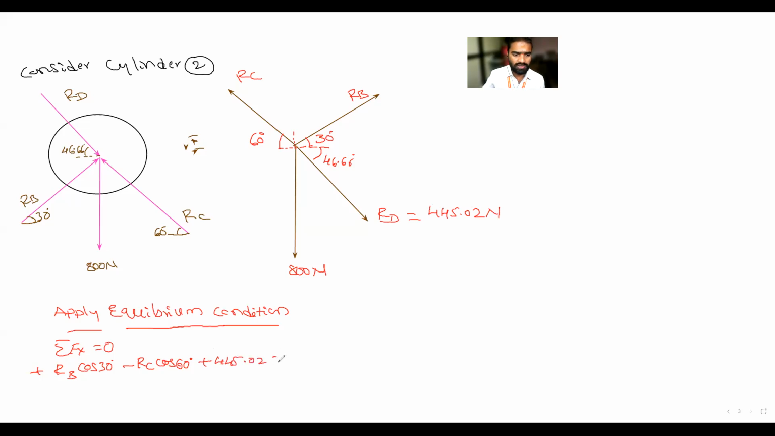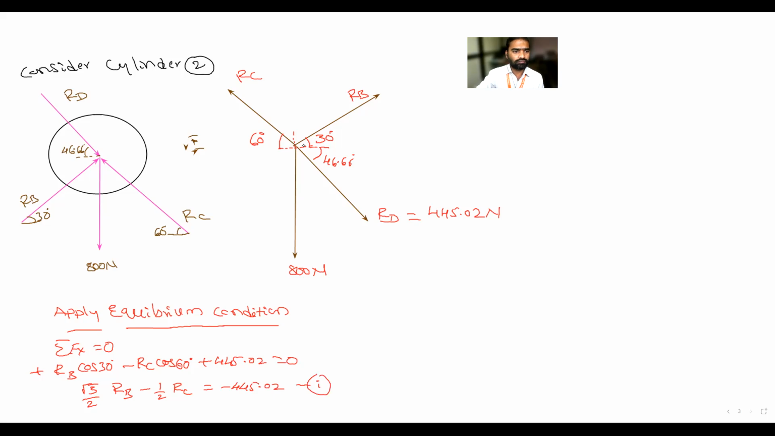445.02 cos is equal to 0. So now what will I do? What is the value of cos 30? Cos 30 is root 3 by 2, correct? I will write root 3 by 2. RB minus, what is cos 60? 1 by 2. RC. I will transfer this to the left hand side. So minus 445.02. Keep this as equation number 1.